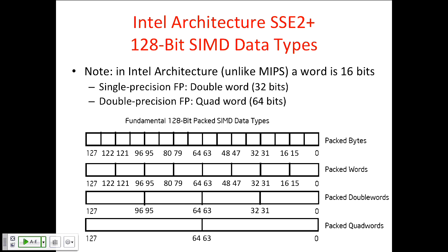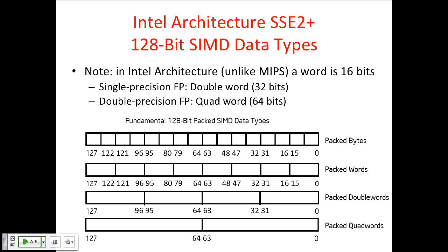So they take the 128 bits and divide it into sub-elements, and the narrower each sub-element, the more of them you can pack into one 128-bit register. This is taken from the Intel manual. You can have packed bytes, where you can treat a 128-bit register as holding 16 8-bit bytes. So you can do 16 byte operations in one instruction.